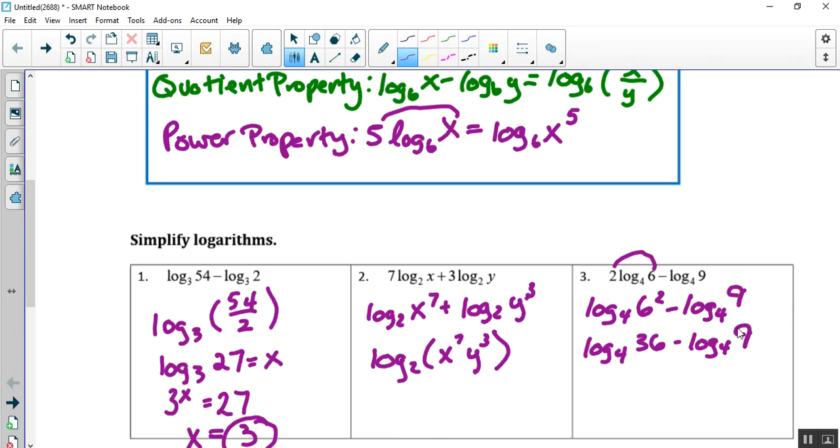And then I'm going to use my quotient property to make this the log of the quotient. So log base 4 of 36 over 9. And that makes log base 4 of 4. So the question is, 4 to what exponent gives you 4? And you know that's 4 to the first, so your answer is 1.